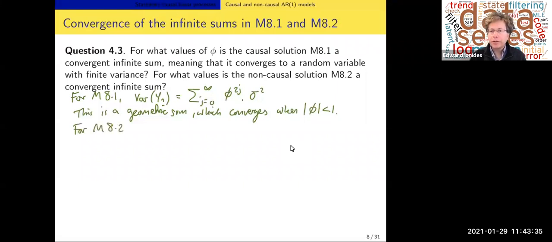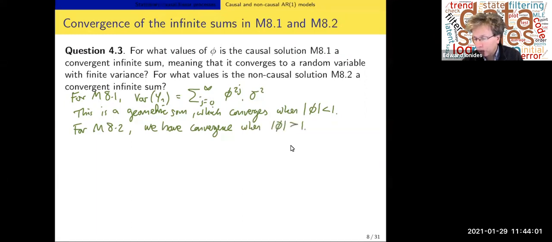When we have M8.2, which was the non-causal solution to the AR1 model, something funny happens. If you look at it, following the same argument, you have convergence when the absolute value of phi is greater than 1. And that's probably not what you're really thinking of when you have an AR1. You're probably thinking that phi is going to be less than 1. And that's one of the reasons why you naturally think of the causal solution, which is then convergent.